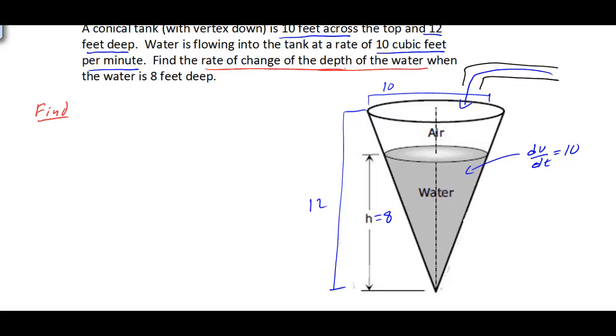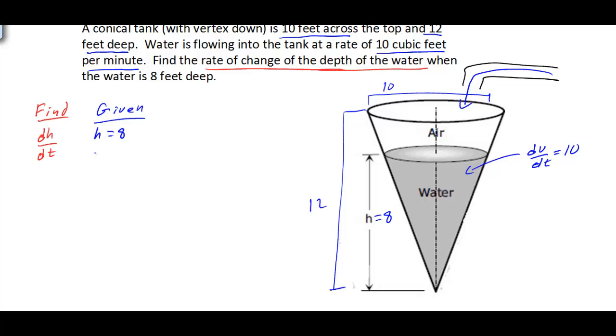Okay, so if that's the rate of change of this height of the water, then that means we're looking at finding dh/dt. And we've pretty much labeled everything that was given, but if we review what's given here, we know that the height of the water is 8. And we know here the tank has a height of 12.